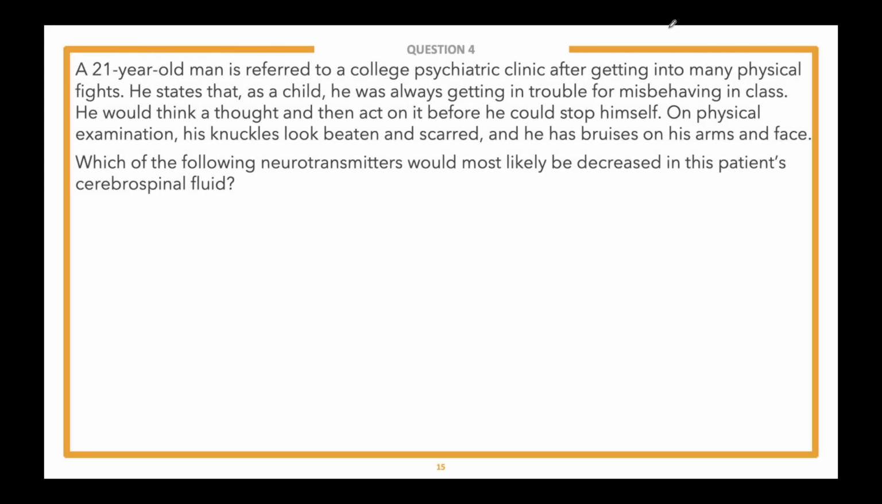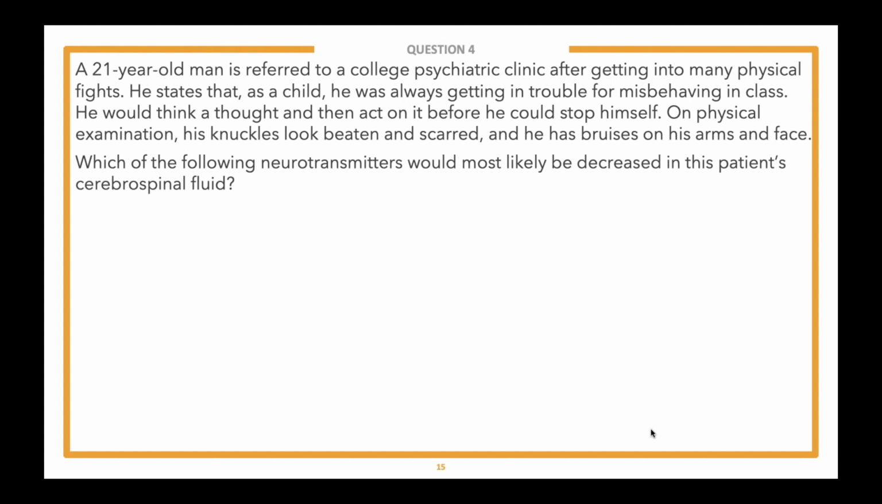Here we go. As always, we will begin with the lead-in. Which of the following neurotransmitters would most likely be decreased in this patient's cerebrospinal fluid? We'll give all of you a few minutes here to let us know in the question box how many steps you believe this question will require before we read the vignette. All right, I see the responses coming in. Let's take a look at that vignette.